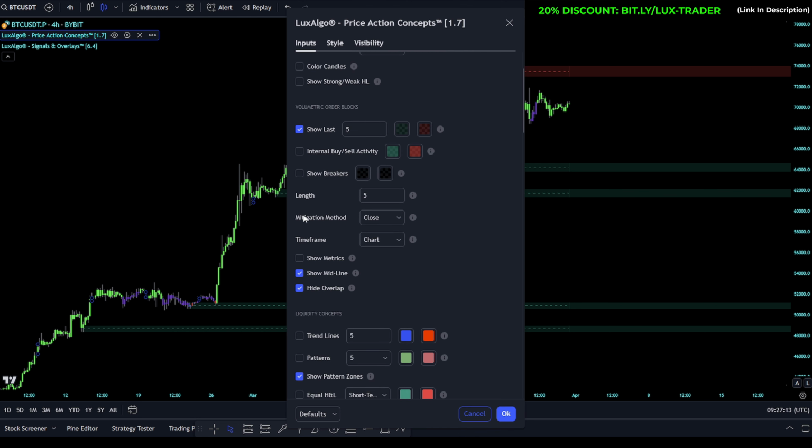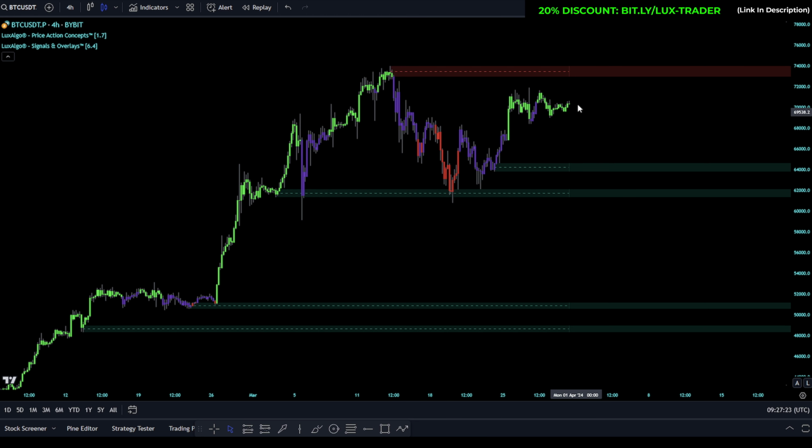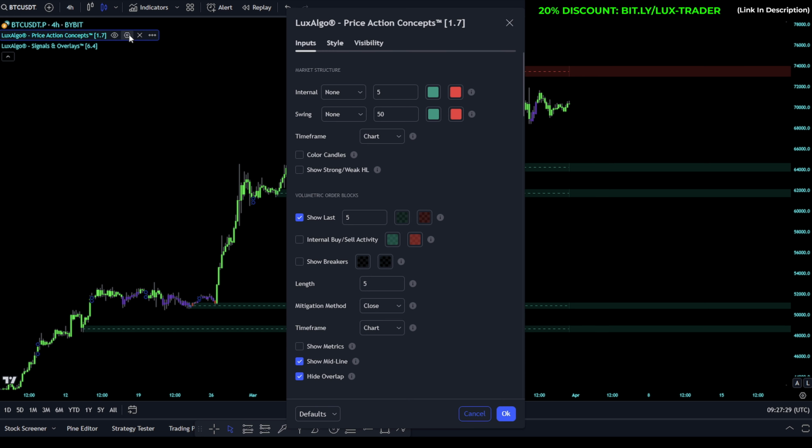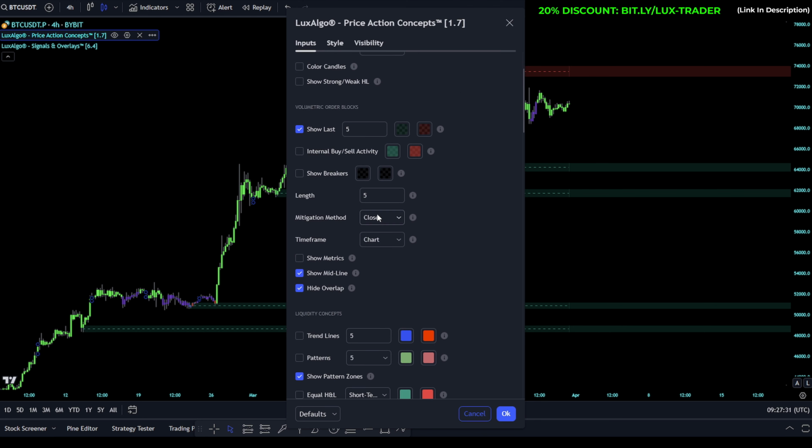You might come across an option called mitigation method. Essentially, mitigation means that the market has addressed the order block. This happens when the price reaches and either passes through or completely ignores the order block, or when it has fulfilled all pending orders. At this point, the order block loses its significance. The key question for you is determining the moment an order block becomes irrelevant to your trading strategy.